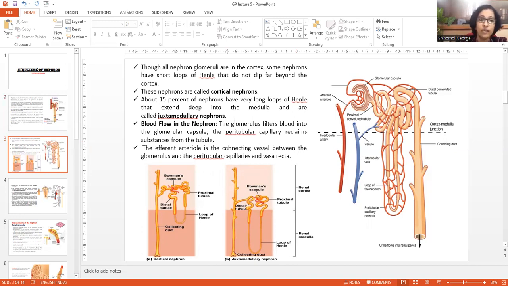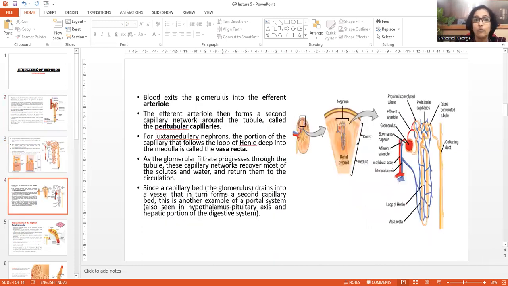The efferent arteriole is the connecting vessel between the glomerulus and the peritubular capillaries, or vasa recta. The blood exits the glomerulus into the efferent arteriole. The efferent arteriole forms a second capillary network around the tubule called the peritubular capillaries. In the juxtamedullary nephrons, the portion of the capillary that follows the loop deep into the medulla is called the vasa recta. The glomerular fluid progresses through the tubule.